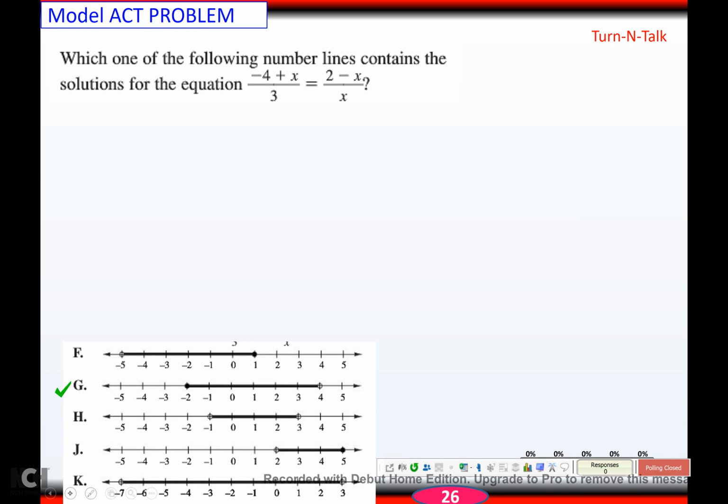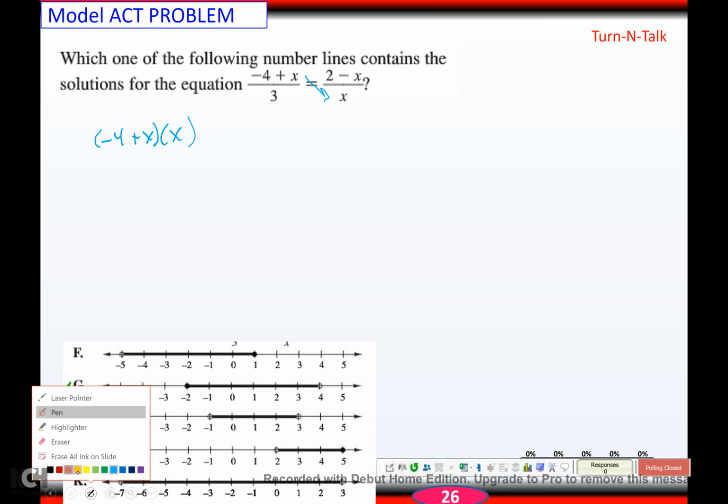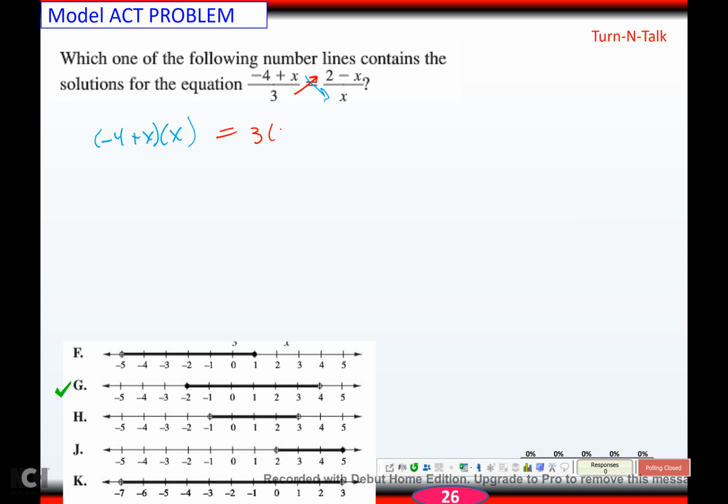Okay, it says which one of the following number lines contains the solutions for this equation? Well, again here, you could do lots of things. You could get a common denominator. Well, no, I wish we wouldn't have to do that. It's a proportion, so I would just cross multiply. So I have negative 4 plus x times x, and that has to equal the means, which is 3 times 2 minus x.